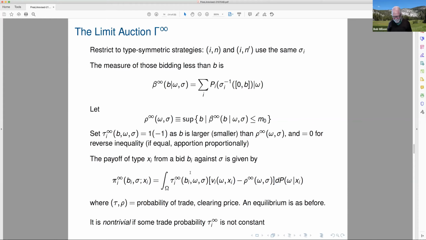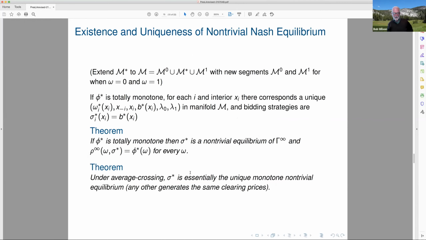So that's to say we don't have one of these situations where all the buyers bid zero and all the sellers bid an exorbitant price and there's no trade. That would give you a constant trading probability. But we exclude that when we talk about a non-trivial outcome.